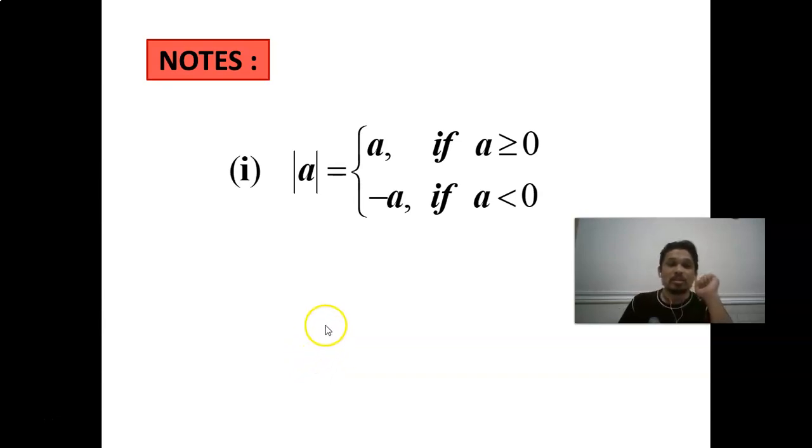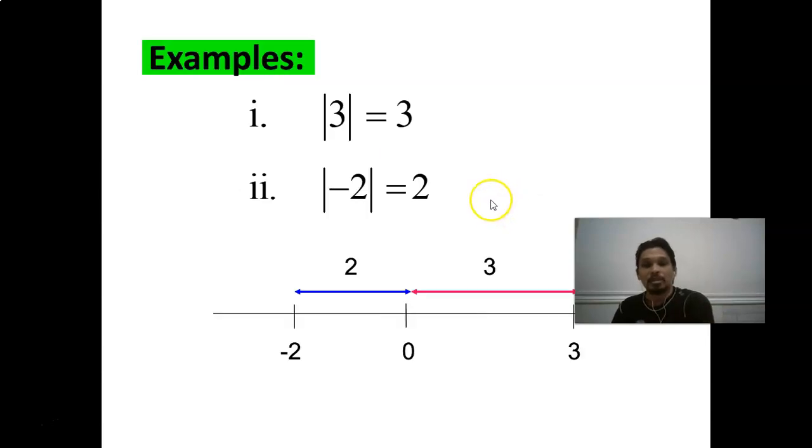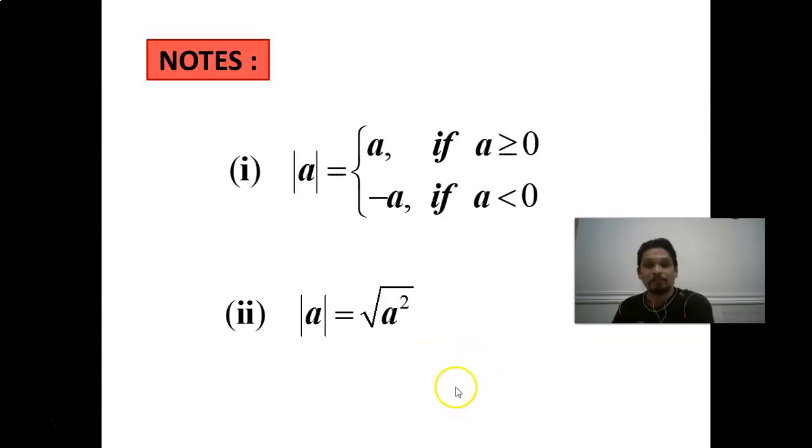So these are things that you need to remember. Modulus of A equals A if A is greater than or equal to 0, and negative A if A is less than 0. Of course, negative 2 is less than 0 and 3 is greater than 0. The modulus of A is also defined as the square root of A squared.